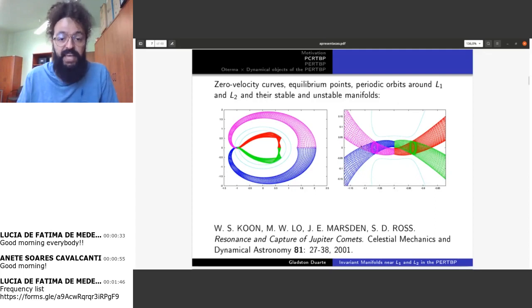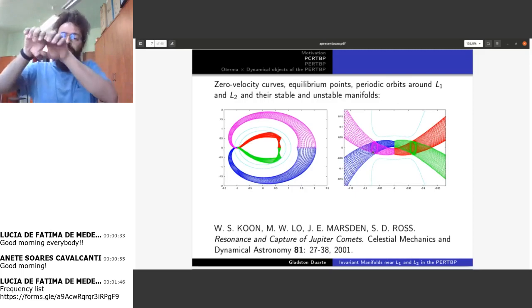One of them is that you have 5 equilibrium points, 3 aligned with Jupiter and Sun, the Sun is here, Jupiter is here, and 2 equilateral. And for some energy values of this system, around these equilibrium points, there are periodic orbits. These periodic orbits have stable and unstable manifolds. And these manifolds are precisely the guidance to this transition behavior. What happens is that these are tube manifolds.